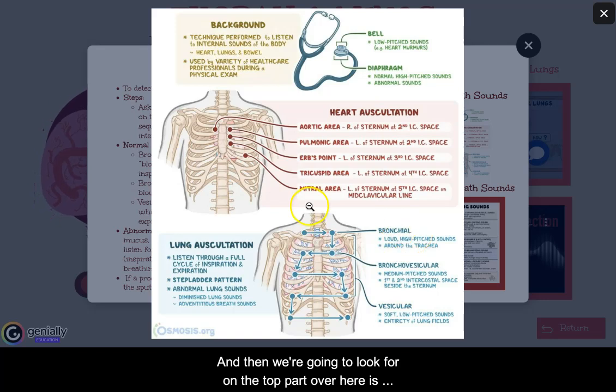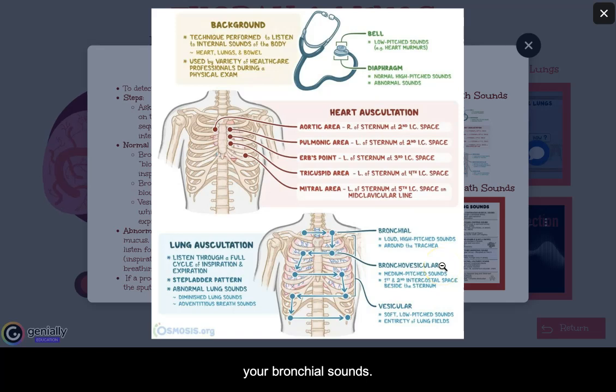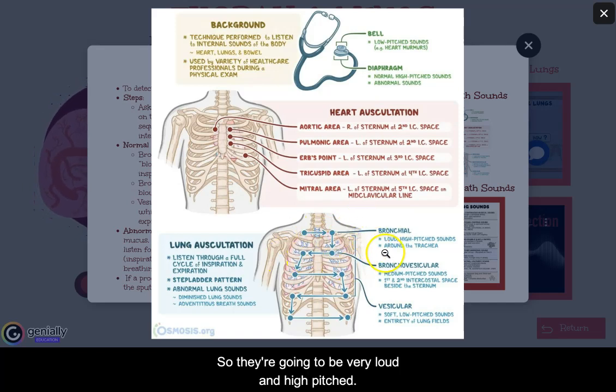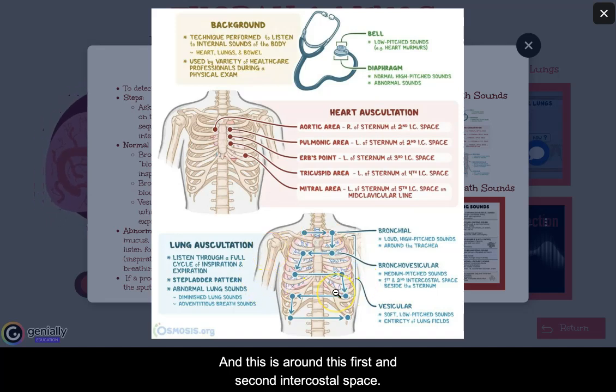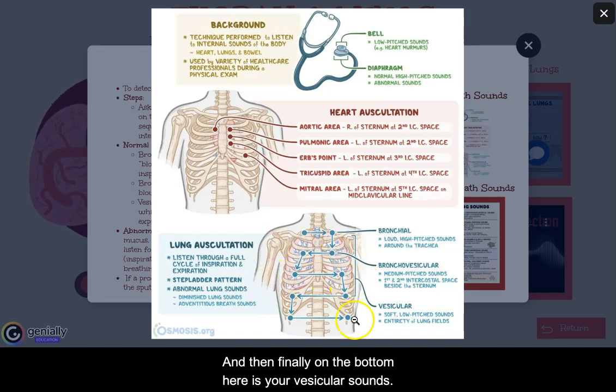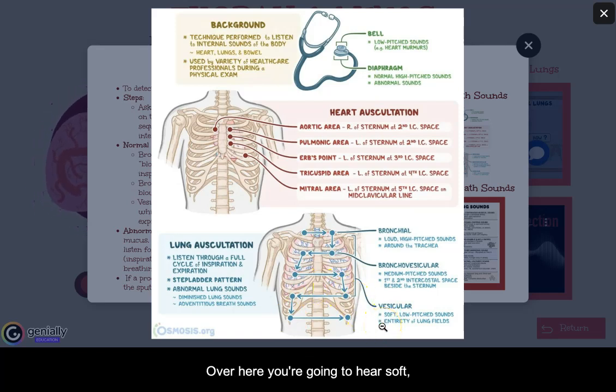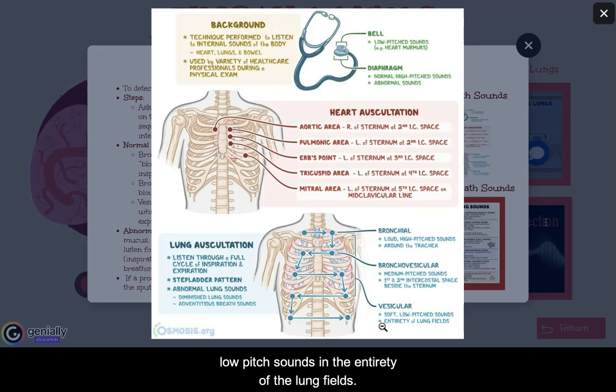On the top part over here is your bronchial breath sounds. They're loud, high-pitched sounds because they're around the trachea. Then the second, in the middle, is the bronchovesicular. These are medium pitch sounds, around the first and second intercostal space. And then finally on the bottom here is your vesicular sounds. Over here you're going to hear soft, low pitch sounds in the entirety of the lung fields.